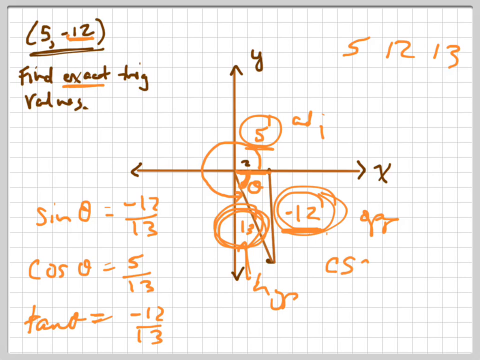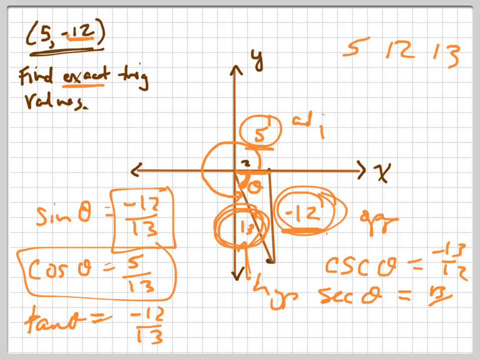The cosecant is the reciprocal of this, so it's negative 13 over 12. The secant is the reciprocal of cosine, so it's 13 over 5, and the cotangent is the reciprocal of the tangent, so it's negative 13 over 12. And those are your 6 trig functions.